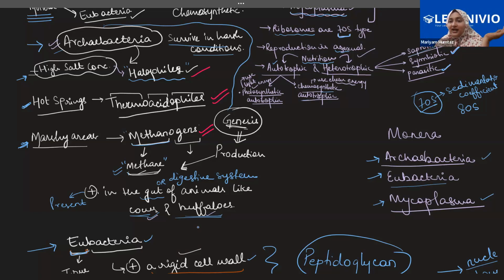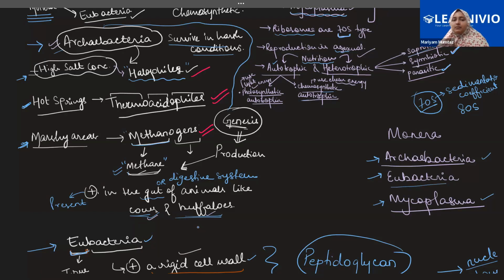The thing that I told you about the biogas plant is something extra that I told you. This methane thing is from class 12th, but I've just told you an extra thing, so you don't have to worry about that. If you don't write that, your answer will not be incomplete. I just told you so that you know why we have mentioned that they are present in the digestive system, because this is also something that human beings can use for our benefit.